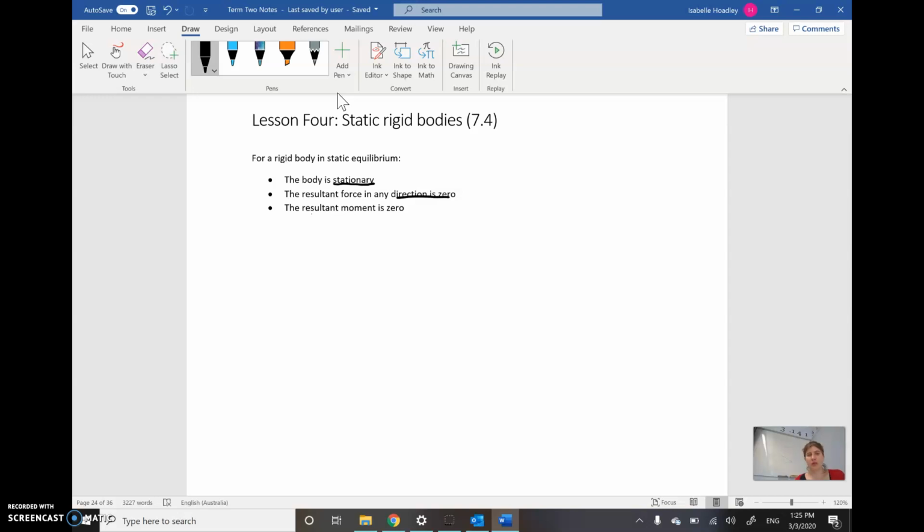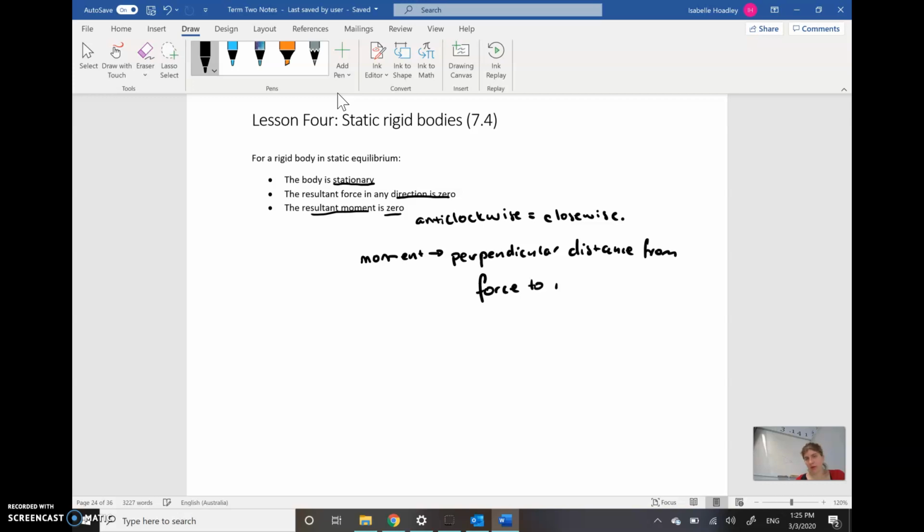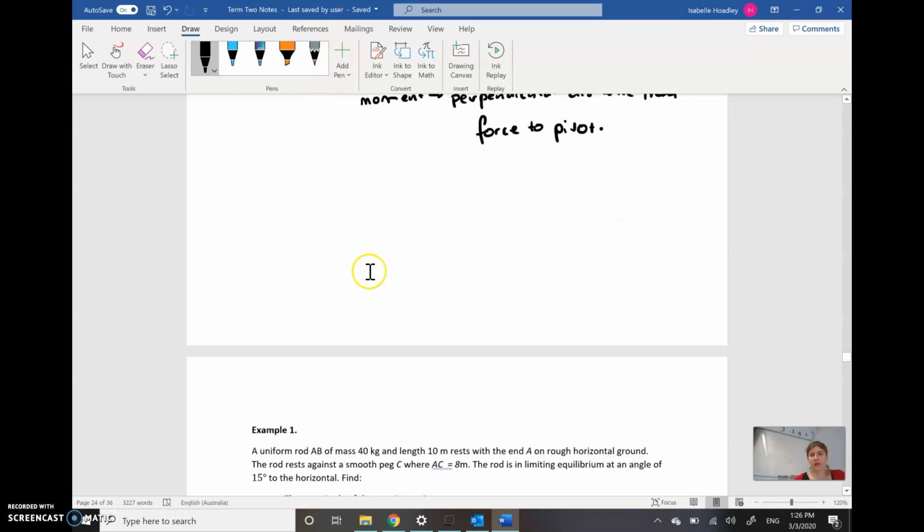And the last one is that your resultant moment is zero, so that means that your anti-clockwise equals your clockwise. And also remembering that your moment is the perpendicular distance from the force to your pivot. Okay, and that's really important for later on. Really, really important. So the first example we're going to look at in this case is this one.